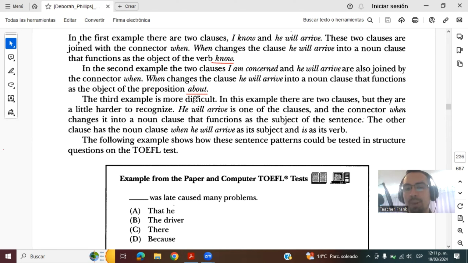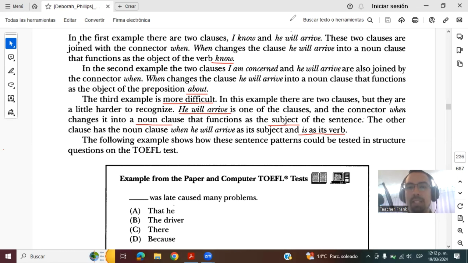The third example is more difficult. See, it says it right here. In this example, there are two clauses, but they are a little harder to recognize. He will arrive is one of the clauses, and the connector when changes it into a noun clause that functions as the subject of the verb is, right? The other clause has the noun clause when he will arrive as its subject and is as its verb. That's why it's a noun clause as a subject, right?